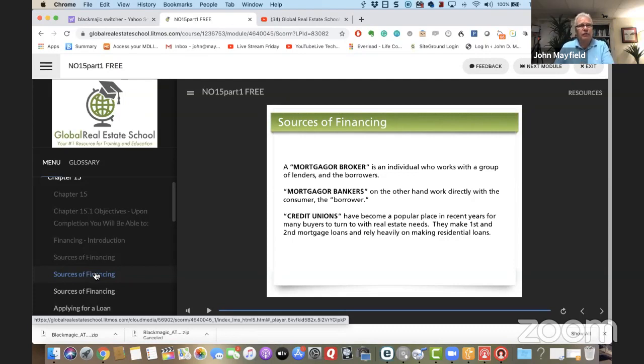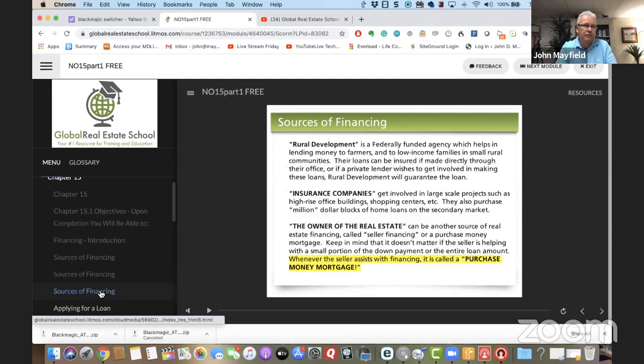So you very well could see a question on the difference between those two, or at least this mortgage broker. Credit unions, I think we're all familiar with. They do a lot of car loans, and they get involved in some other types of loans as well.